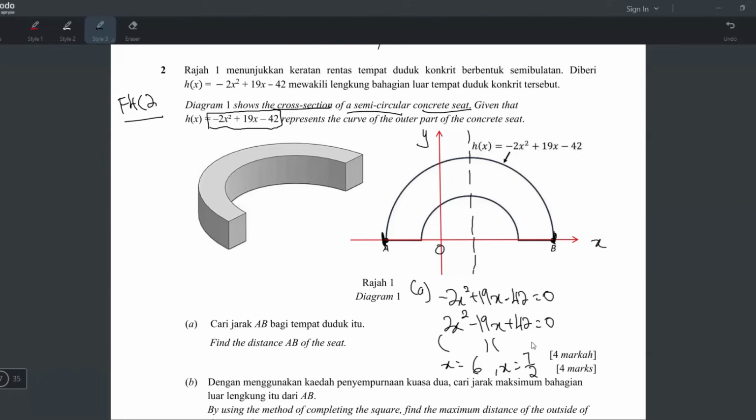And then on top we have to write brackets. This one is x minus 6. This one is 2x minus 7. Yes, send it back: the 2 becomes multiplication, the 7 becomes minus. Okay, obviously this one doesn't make sense. This question is a bit weird, guys.